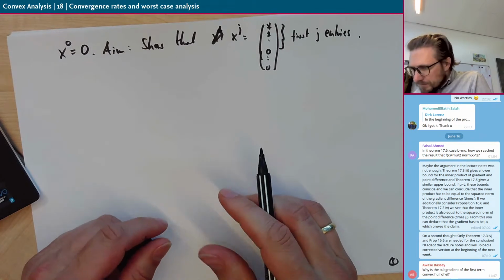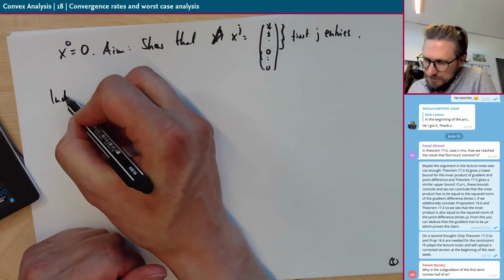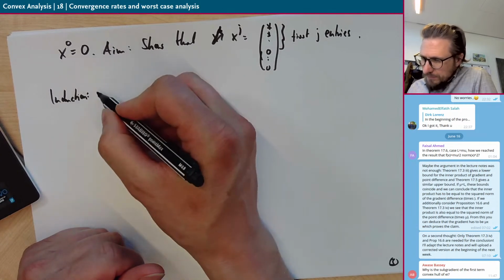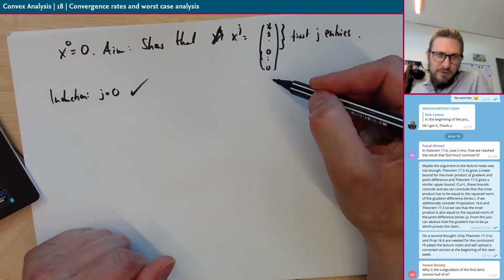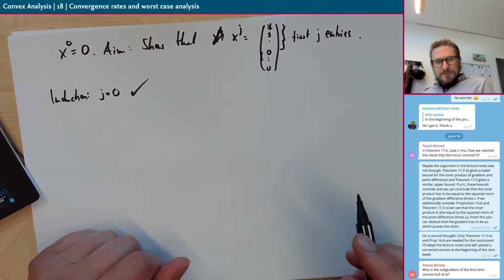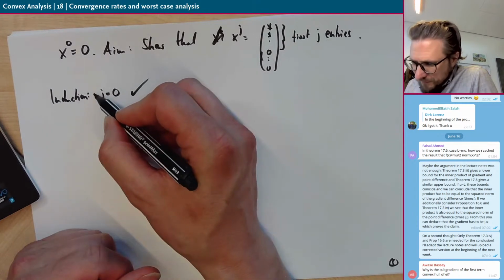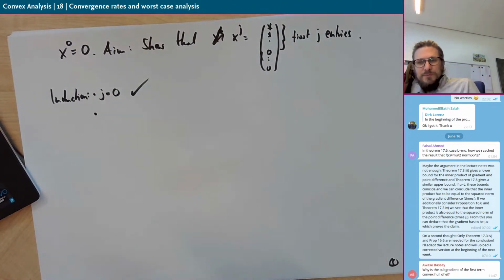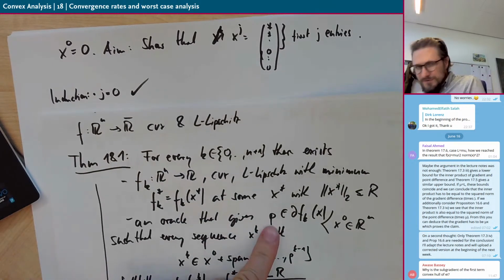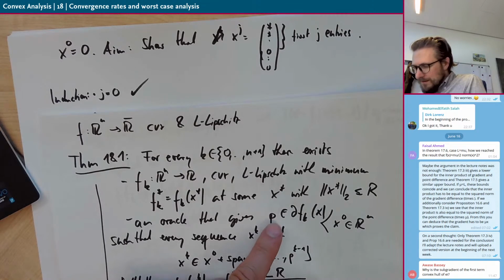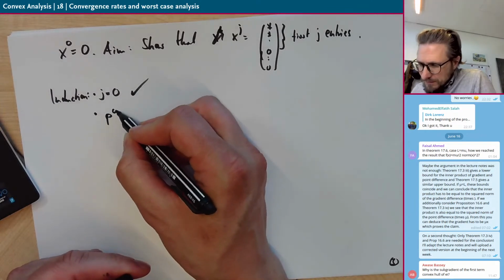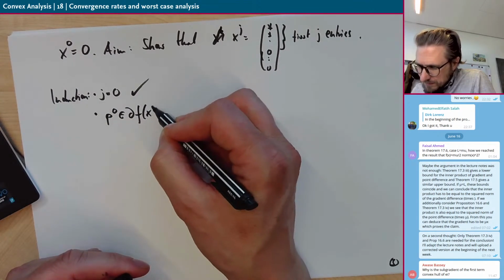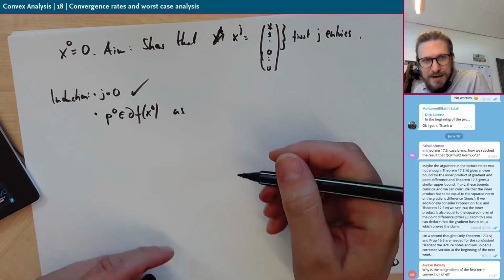Okay, so we do this by induction. For j equals 0, that's clear because the vector x is only zeros. So that's the first step. And now comes the induction step. What can we do? And now it's important that we can also choose the subgradient as bad as possible. So the subgradient at x equals 0. So we take a bad one.